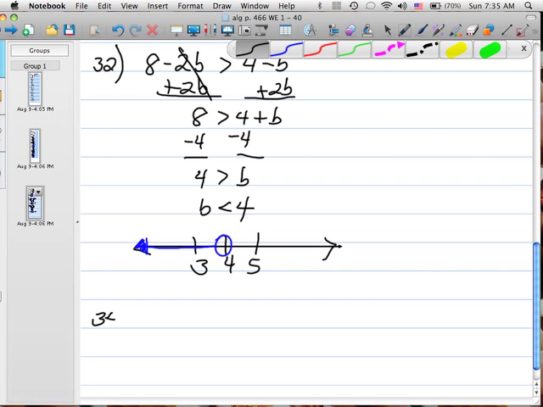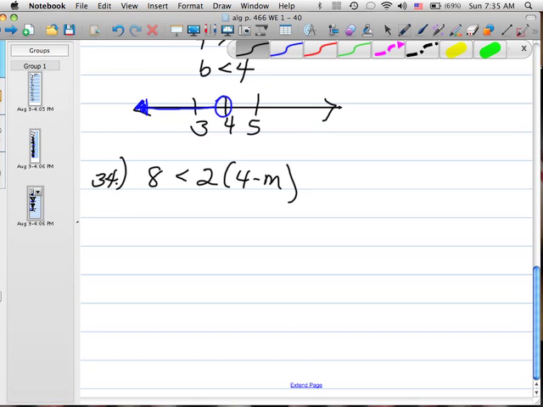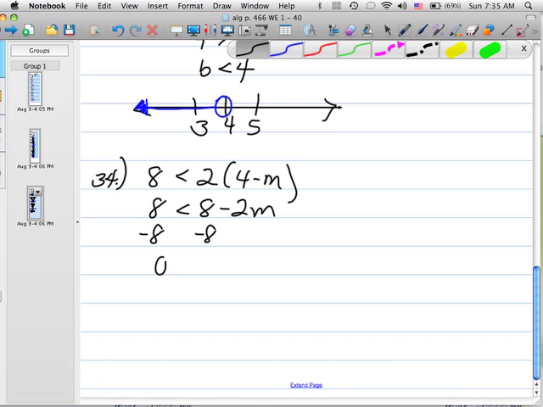34. We have 8 is less than 2 times the quantity 4 minus m. Get rid of the parentheses. So we have 8 is less than 8 minus 2m. Subtract 8 from both sides. We have 0 is less than negative 2m. Now we need to divide by negative 2. That will turn the inequality. So we have 0 is greater than m.